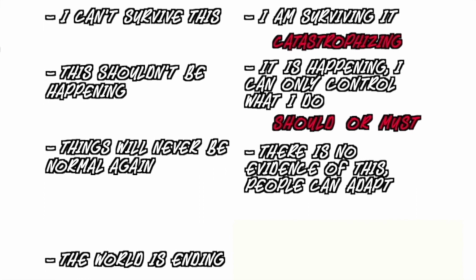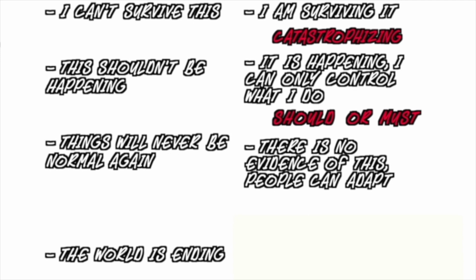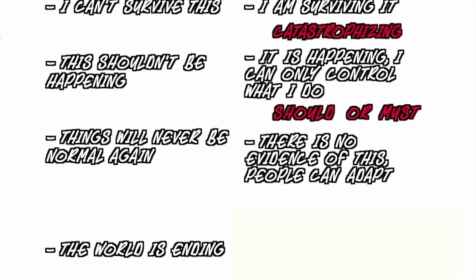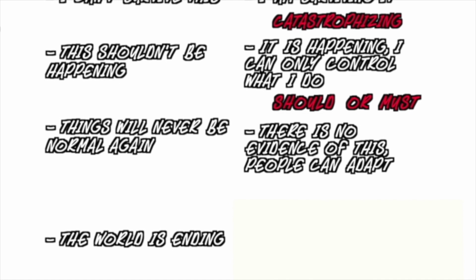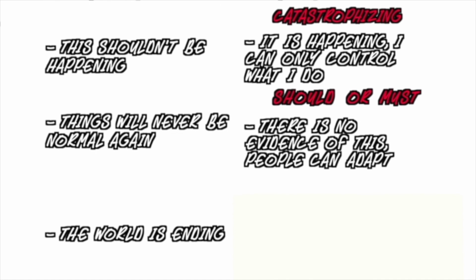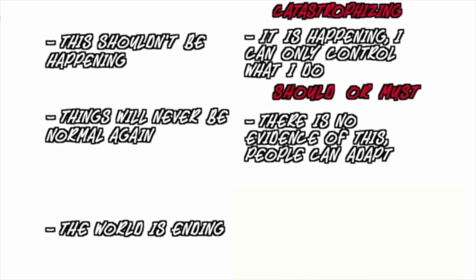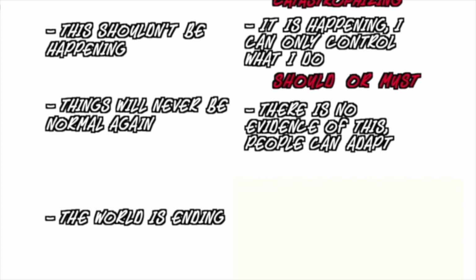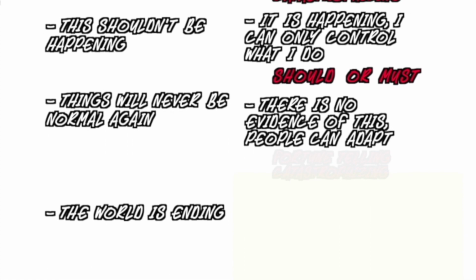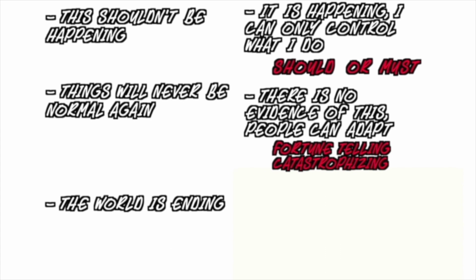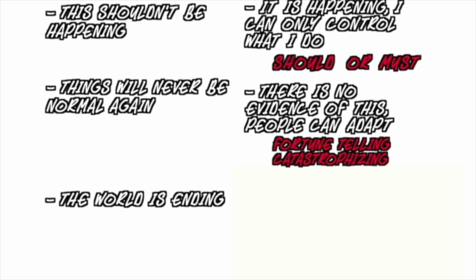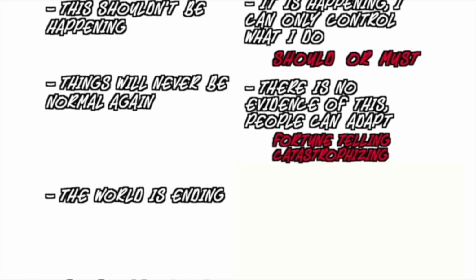And I can say anything in this dispute that resonates with me that disproves what that statement says, that disputes the statement, things will never be normal again. In some ways, I could say other countries are returning to normal. I see two distortions in this statement. One is fortune telling, where I'm saying that things are never going to be normal. I'm predicting the future. The other one is catastrophizing, because this is the worst case scenario.